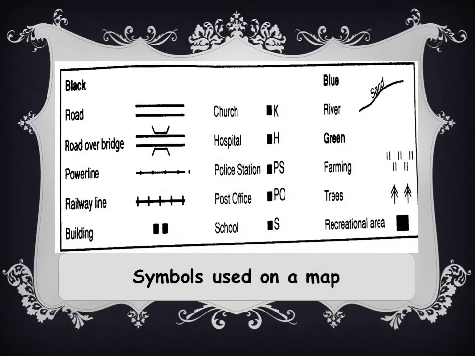In black, we'll have the road over a bridge, a power line, railway lines or buildings. They will be in black. The church will also be in black, but it's going to have the K. Hospital is going to have the H. Police station, PS. Post office, PO. School, the S. Then in blue, we're going to have our rivers with the name of the river. In green, we have farming, trees and recreational areas.